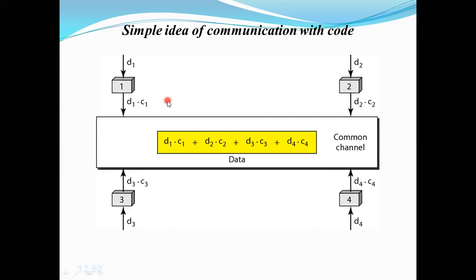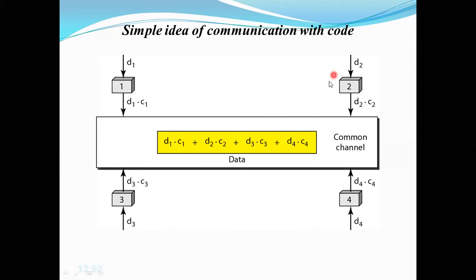Now, one more very important thing you're supposed to know is this: suppose four stations are communicating over the common channel, but only two stations want to talk to each other. Station one and station two want to talk to each other. Station two wants to hear from station one. What actually happens in this case? Station two multiplies the received data with the code of station one.